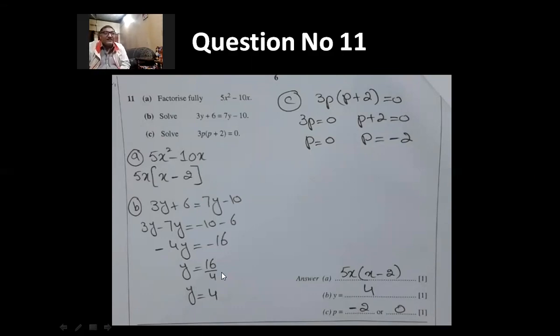So the C part is solve 3p bracket p plus 2 bracket close is equal to 0. When these two brackets are multiplying with each other and the answer is 0, it means either the first is 0 or the second is 0. So I will make the first one 0, 3p equals 0. So p will be equal to 0 divided by 3, that is 0. In the second part, the p plus 2 bracket is also equal to 0. So p plus 2 equals 0, so p will be equal to minus 2. So this is how question number 11 is done.